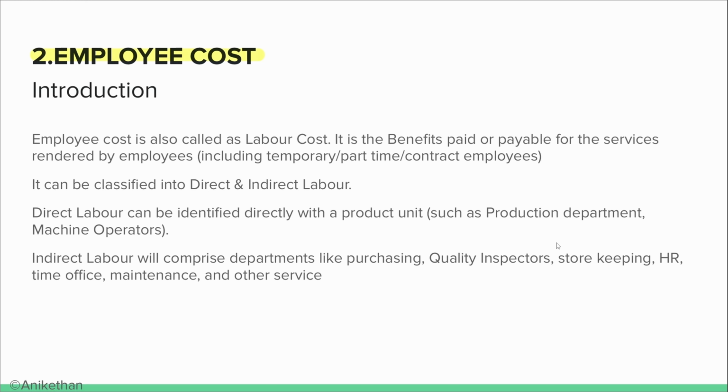Let us see. So employee cost is also called labor cost. When it is direct, that means it is directly in the production, it is called direct labor. And if it is indirect, like stores, accounts, HR, quality, such types of labor costs are indirect labor cost. So this is the basic classification between direct and indirect.